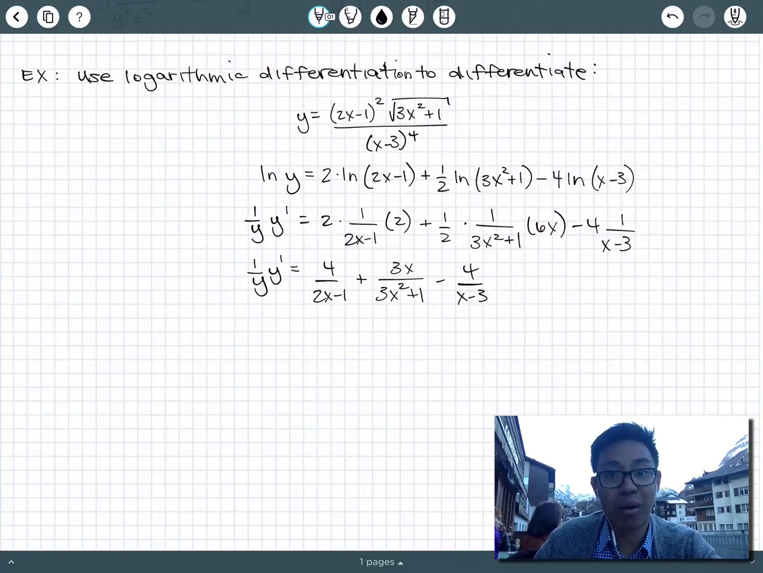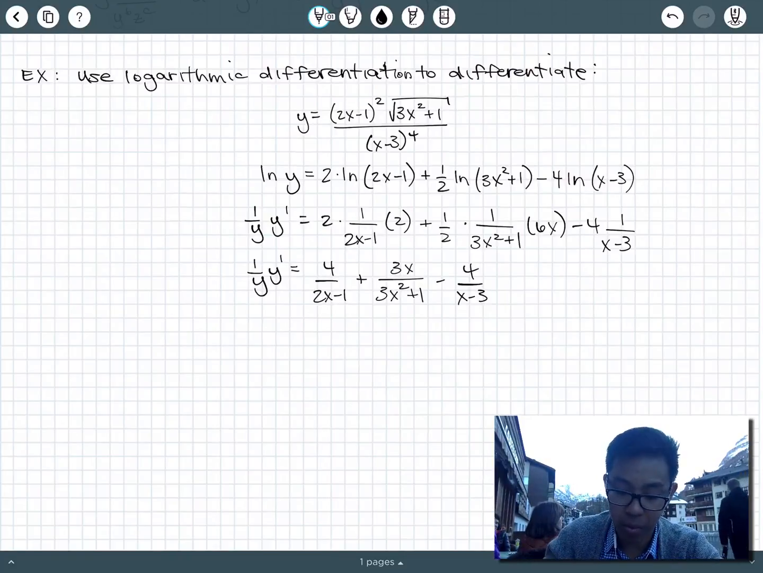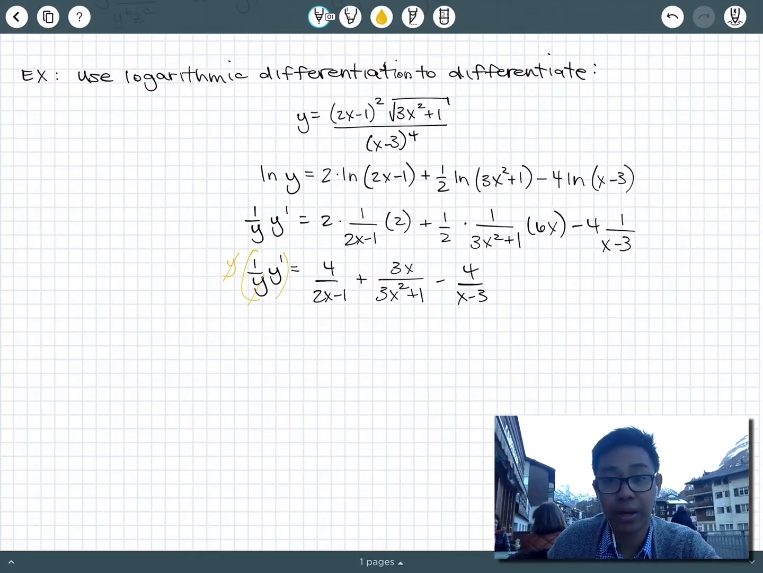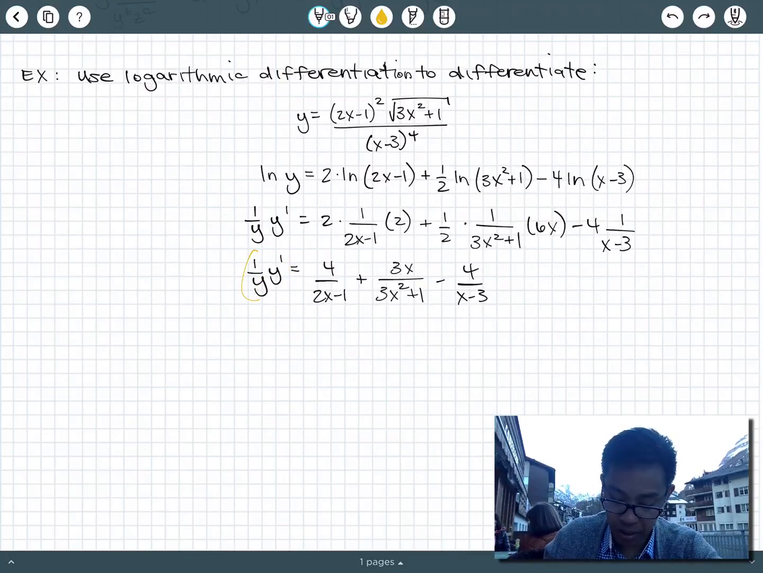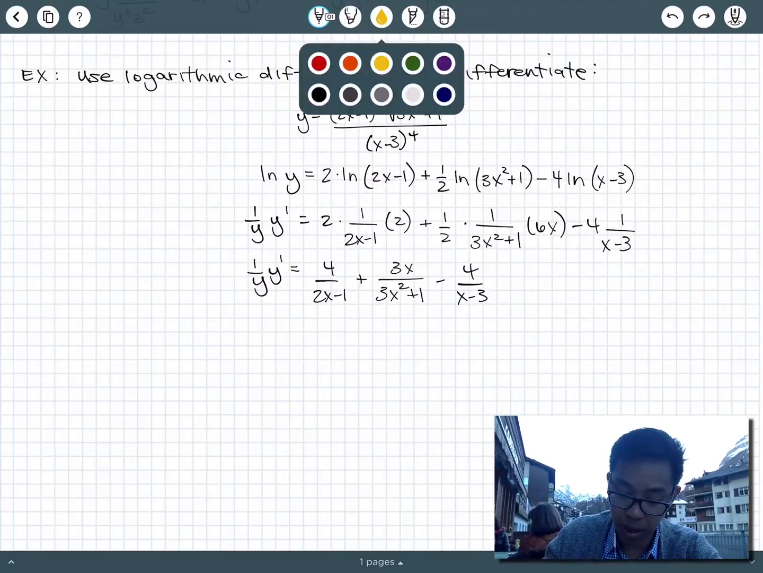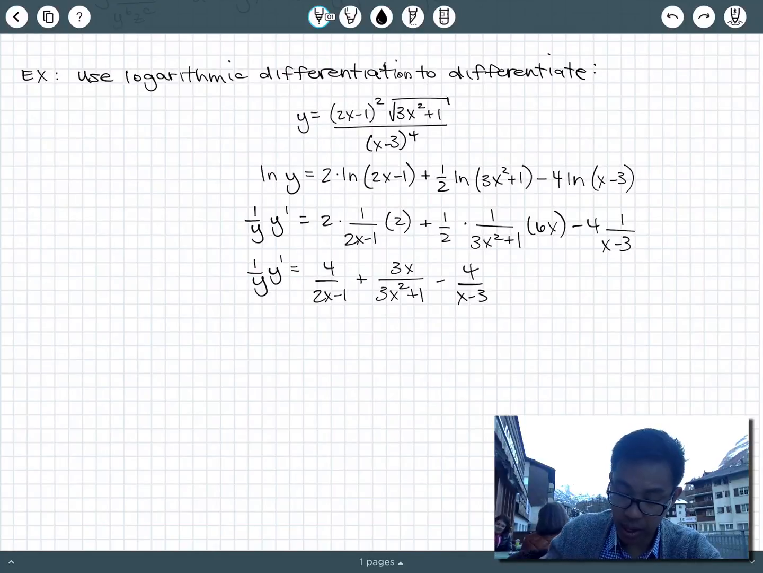Now, after you differentiate both sides, what's your job? It's to get the y prime alone. How do we get rid of that 1 over y that's being multiplied to the y prime? You would multiply it by y. If you multiply this by y, the y's will cancel out. So basically, we're going to multiply by y on both sides, and that'll get rid of the 1 over y.